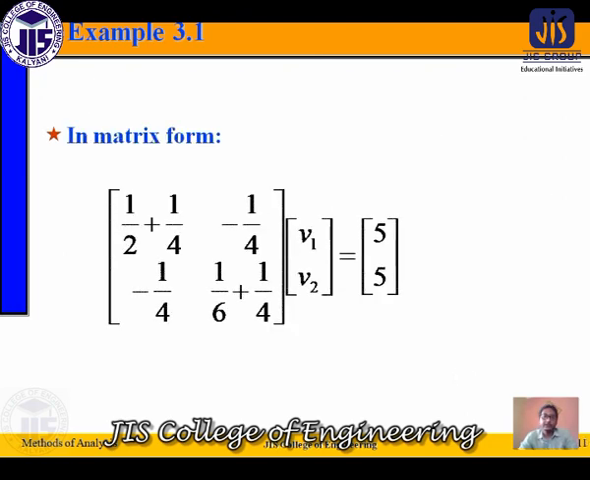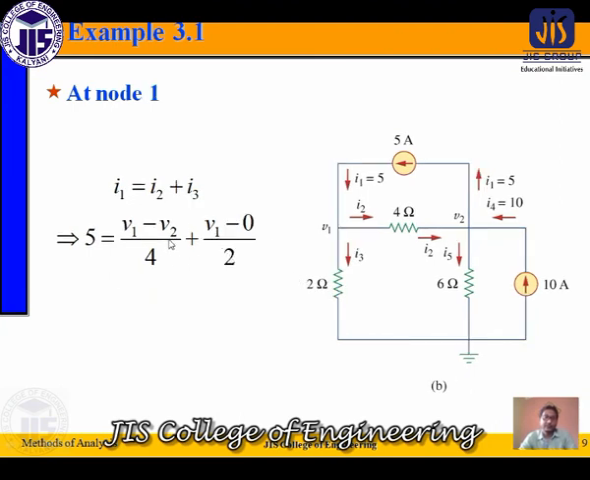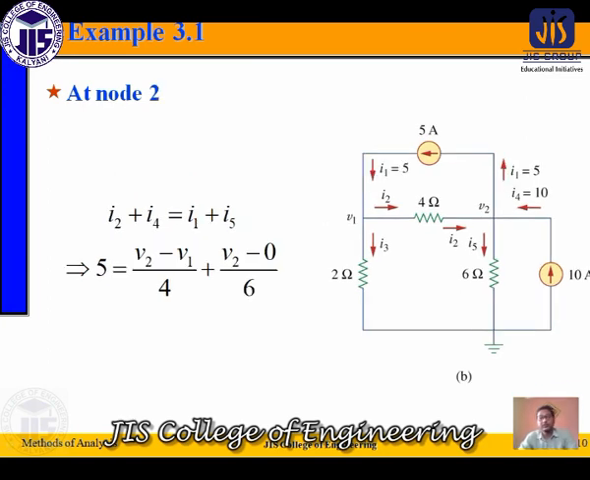Now in matrix form we can write down the equations and find the values of V1 and V2, or you can go for direct equation solving, where the equation contains only two unknown values, V1 and V2. This is one equation having two unknowns, and the previous equation for node 1 also has two unknowns, V1 and V2. So we have two equations and two unknowns, and we can easily find the values of V1 and V2.